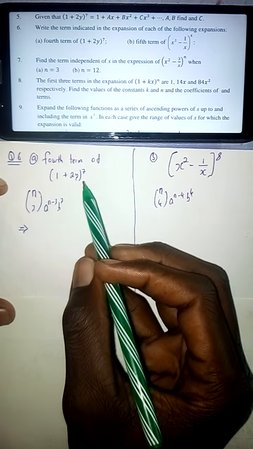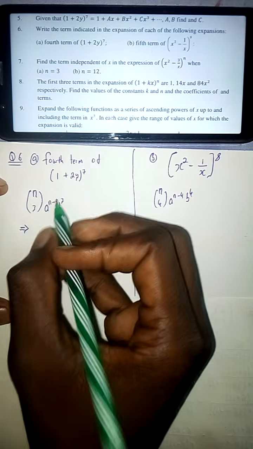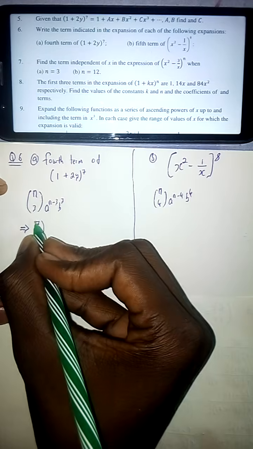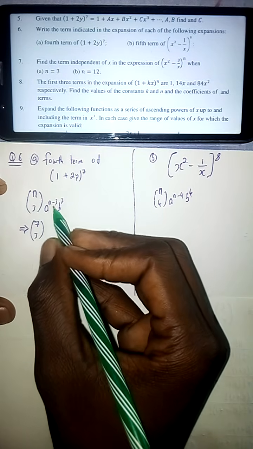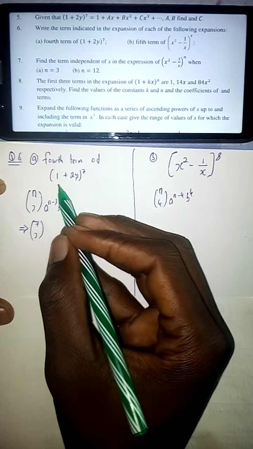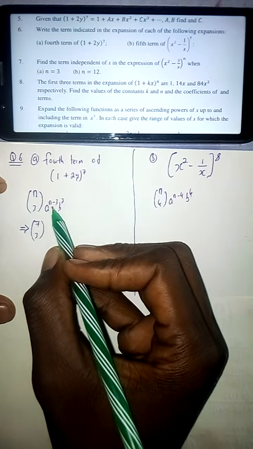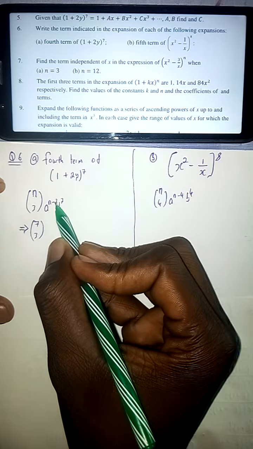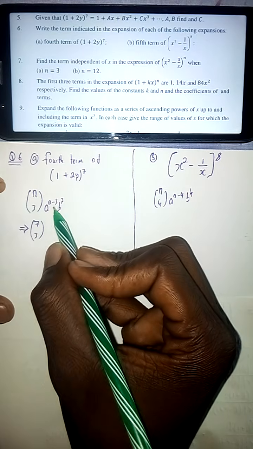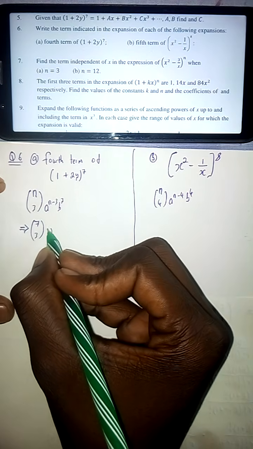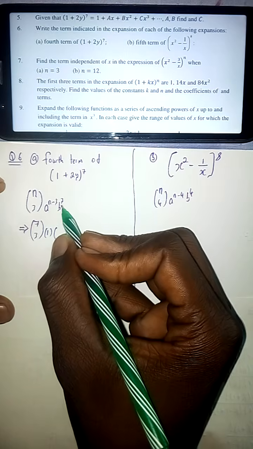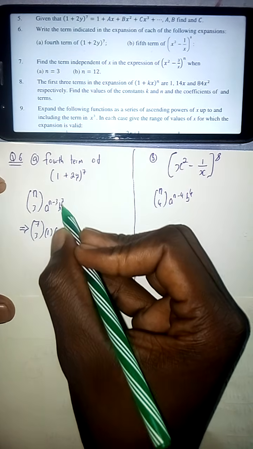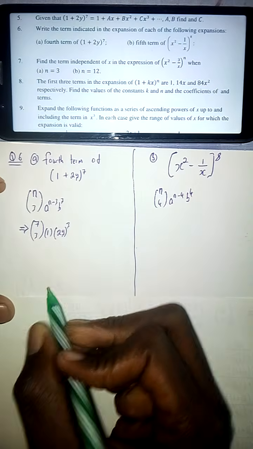All right, so what's the value of n? The value of n is 7, so it will be 7 choose 3, multiplied by what's our a? Our a is 1. So our n is 7, 7 minus 3 to give you 4. 1 to the power 4 will still remain as 1. What about our b? Our b is 2y to the power 3.